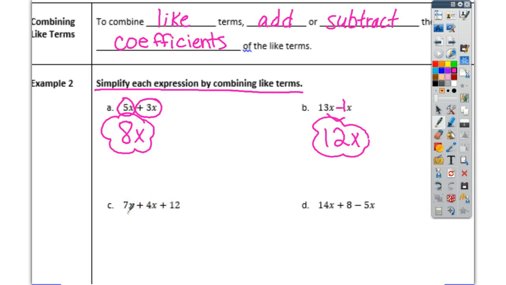Any combining that I can do here? Yes or no? Yes? Which ones? I have 7x and a plus 4x. So if I add those together, how many x's do I have? I have 11x. Done, right? Why not? Don't leave this guy behind. We combined these like terms, but we still have to bring down our plus 12. Do you want to put it in the front or the back? It doesn't matter. I could put 11x plus 12, or you could switch it, 12 plus 11x.